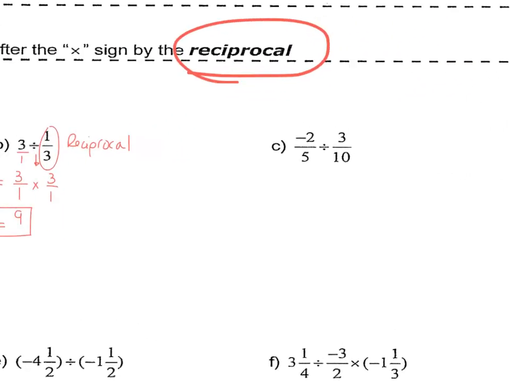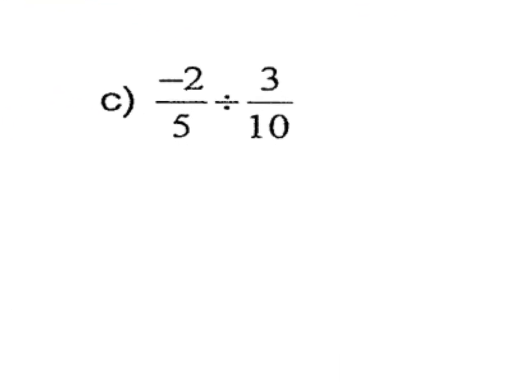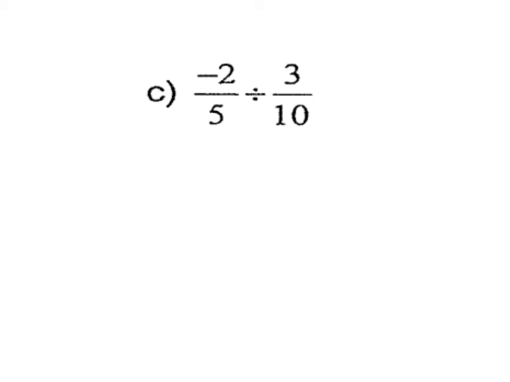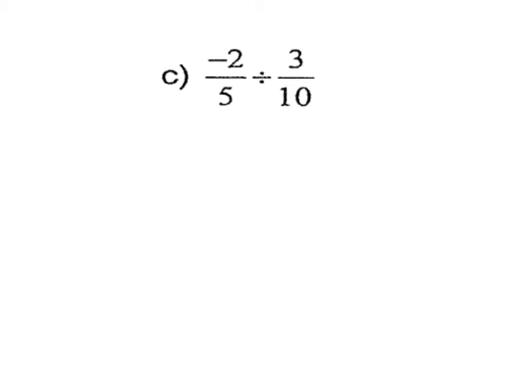At any time during the videos, if you want to stop and do the example first and then see how I do it, just to make sure that you're doing it correctly, go ahead. Okay, so here we go again. We're going to leave the negative 2 over 5 the way it is. Change our division to multiplication. Take the reciprocal of the second rational number.